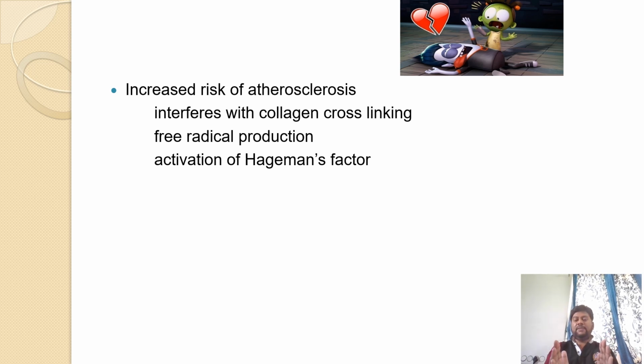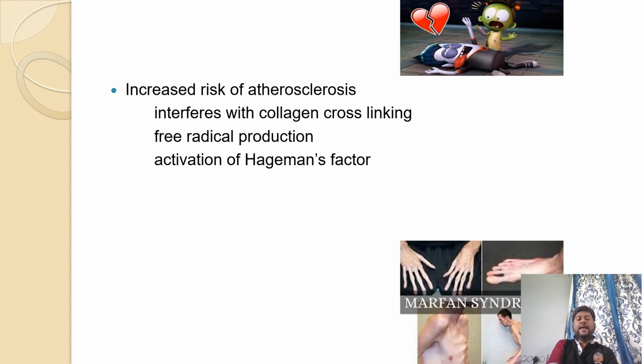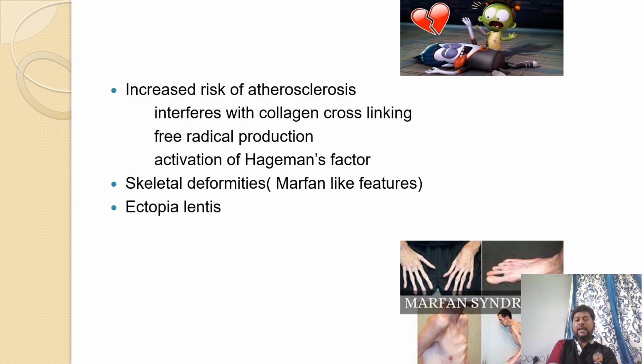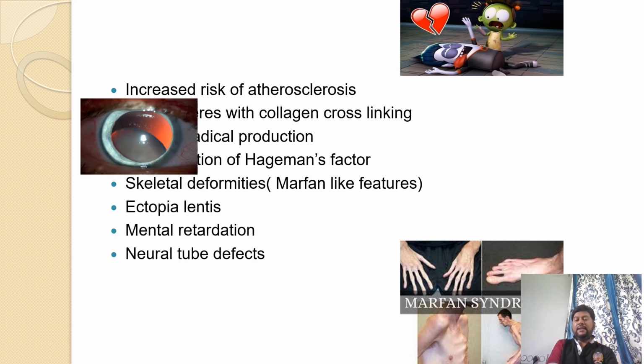So by all these mechanisms, excess homocysteine levels increase the risk of atherosclerosis, which in turn increases the risk of myocardial infarction, stroke, and also peripheral vascular diseases. This is one of the major complications we can expect in patients with homocystinemia or homocystinuria. Apart from this, these patients can also present with Marfan-like features. Then dislocation of the lens can be there, then mental retardation, and neural tube defects are also common, especially in children born with congenital homocystinemia. So these are some of the complications you can see in patients with excess homocysteine levels.